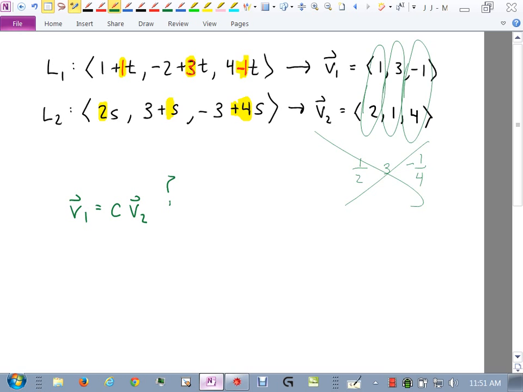No. That's not what we're doing there. What else could you check? What's another thing you could do? Two vectors are parallel if and only if? That's right. The cross product is 0.